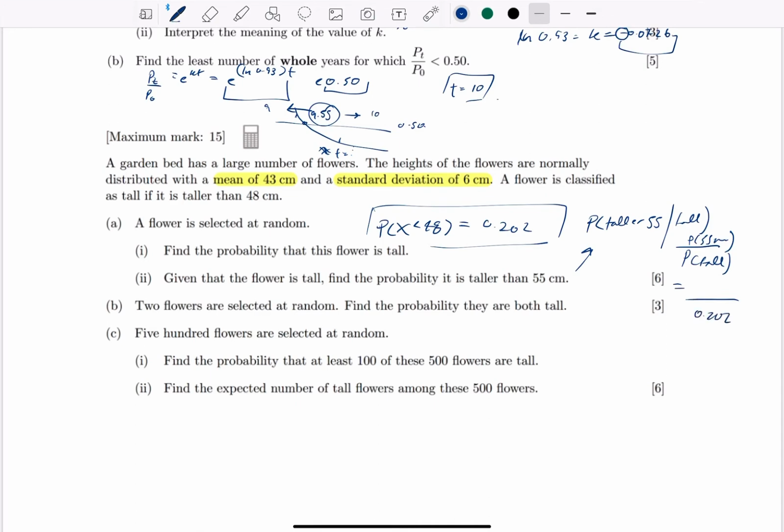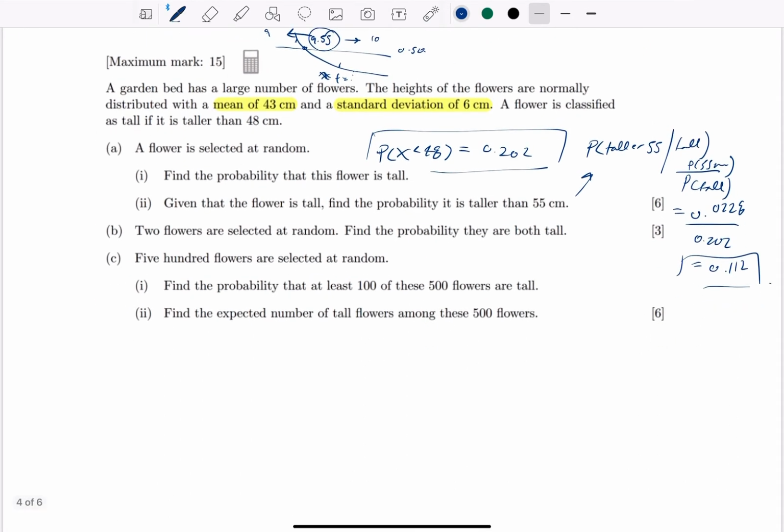And if we calculate what P(x) is equal to, the probability of x being greater than 55, we can do that really quick. We go to normal, we go to our lower bound being 55, our upper bound being 10 to the 99, and we get 0.0228. And if we calculate that real quickly, as I will do, you find that it should be 0.0228 divided by 0.202. I get 0.112.